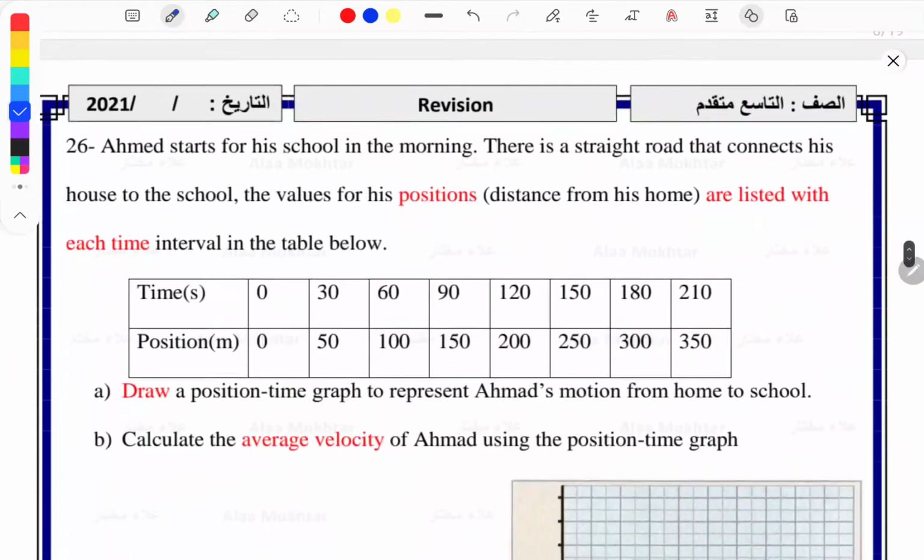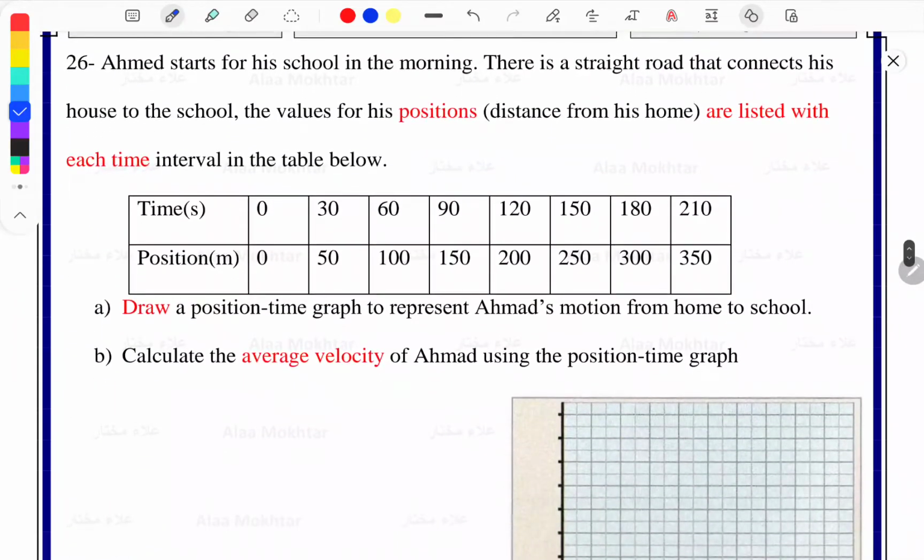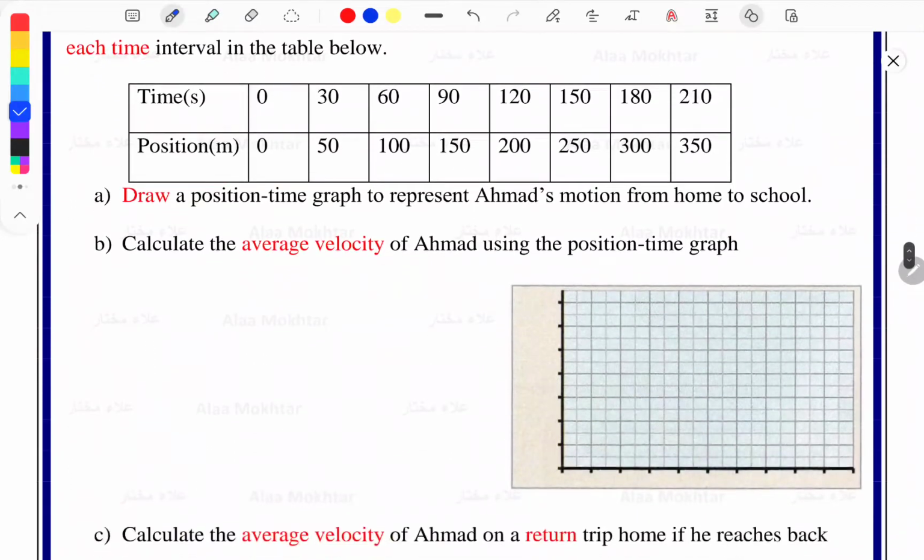Another question. Ahmed starts for his school in the morning. There is a straight road that connects his house to the school. The values of his position distance from the house are listed in each time interval in the table below. Time 0, 30, 60, like that, and this is the position. We need to draw the position-time graph to represent Ahmed's motion from home to school.